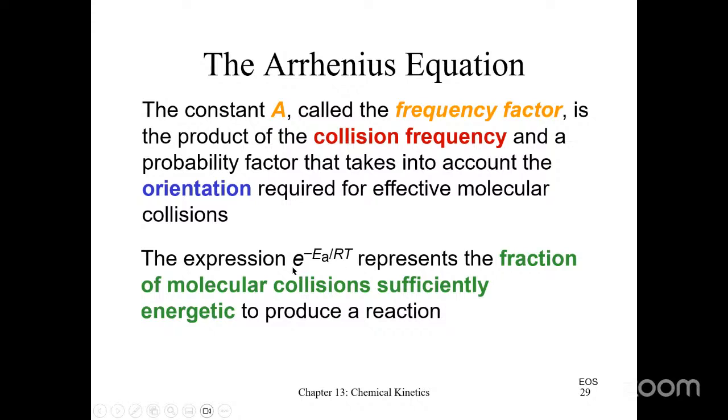Now this part here, the e to the minus Ea over RT, represents the fraction of molecular collisions sufficiently energetic to produce a reaction. And I think in some textbooks, I'm not sure about yours, they use the letter f to be set as being equal to this, all right? f is basically the fraction of successful collisions that lead to product being formed.